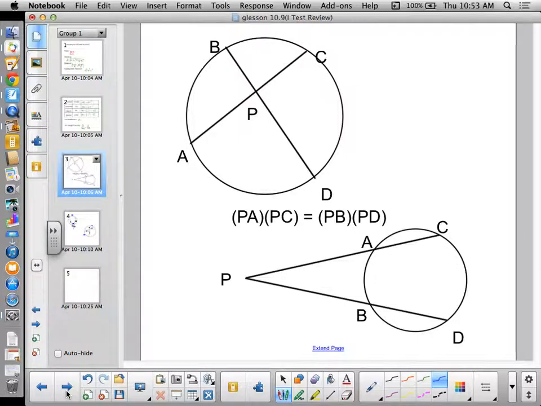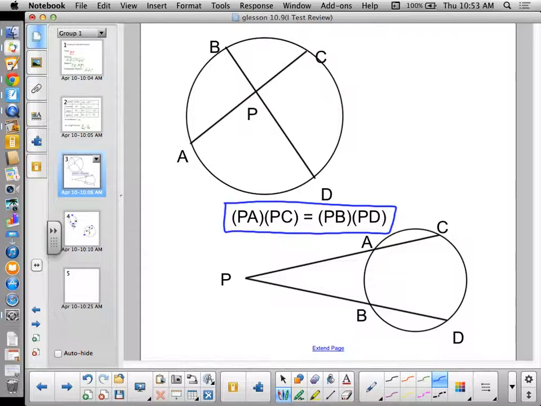Other formulas we're going to have to know. This is for the segment lengths, and this is always the same. This formula is the same for both situations because it's really the same problem. We always start every segment at the point of intersection. PA times PC equals PB times PD.